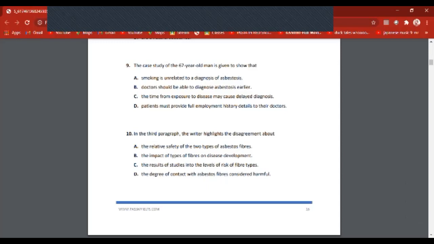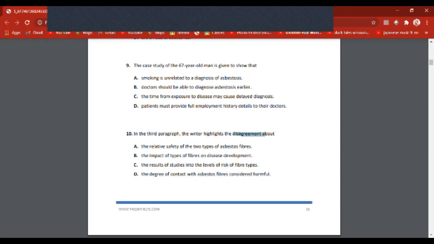So first is relative safety. Second is impact of type of fibers on disease development. Third is result of studies into level of risk of fiber types. Fourth, degree of contact with asbestosis fibers considered harmful. So it means how much contact. And here it's not about agreement, it's about disagreement.